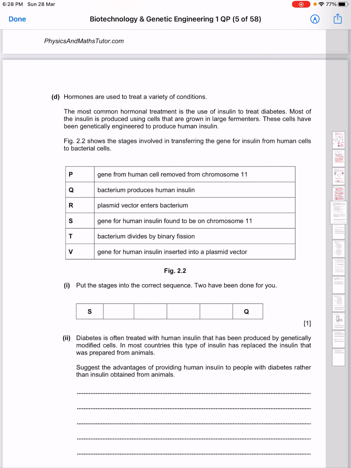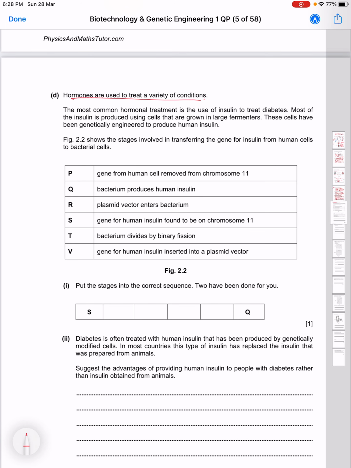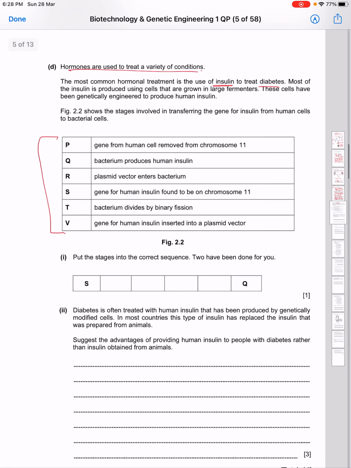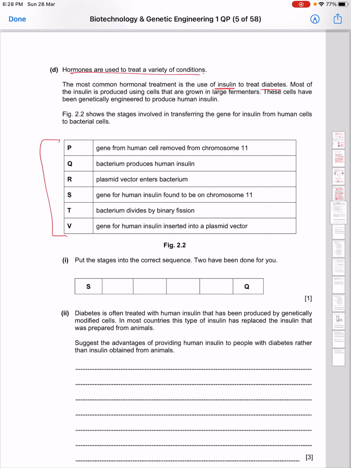Now, hormones are used to treat a variety of conditions, and the most common hormonal treatment is the use of insulin to treat diabetes. Basically, this is again touching base on genetic engineering. And that's a very nice question to wrap up today's tutorial, because these are the steps of genetic engineering. You need to put them in order, which helps consolidate the questions that I already explained in the beginning of the class. And it helped you with the first step, which is the gene for human insulin found to be on chromosome number 11. Okay, I found that gene, thank God.